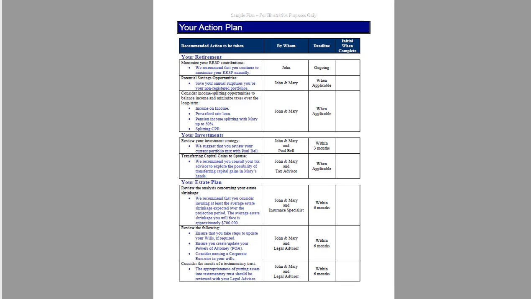Then it's the action plan. There's some information here about retirement and investments, and it's telling you what to do, by whom, and some deadlines. And then, of course, the next phase would be to follow up on some of this.